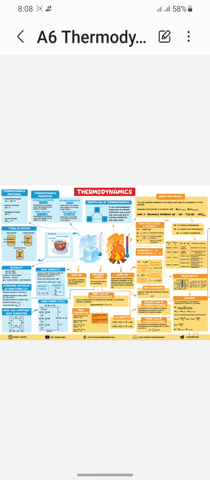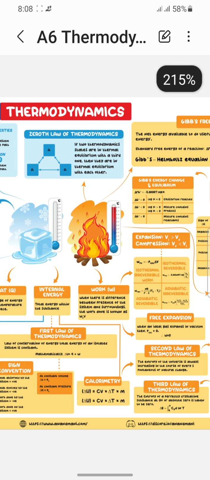Then we have our major topic, thermodynamics, concerning the study of thermodynamics properly. So, thermodynamics: we have different labeled thermodynamic processes, thermodynamic properties, zeroth law of thermodynamics, types of system, enthalpy, heat capacity, standard enthalpy of reactions, Hess's law constant, heat summation, and thermodynamics. We have Gibbs free energy.